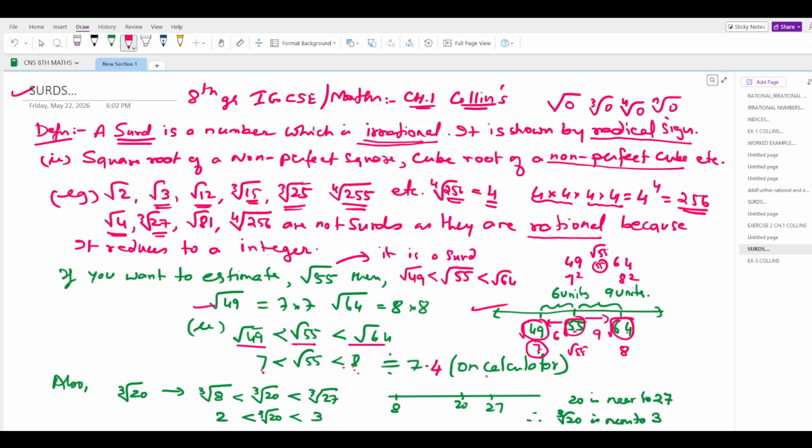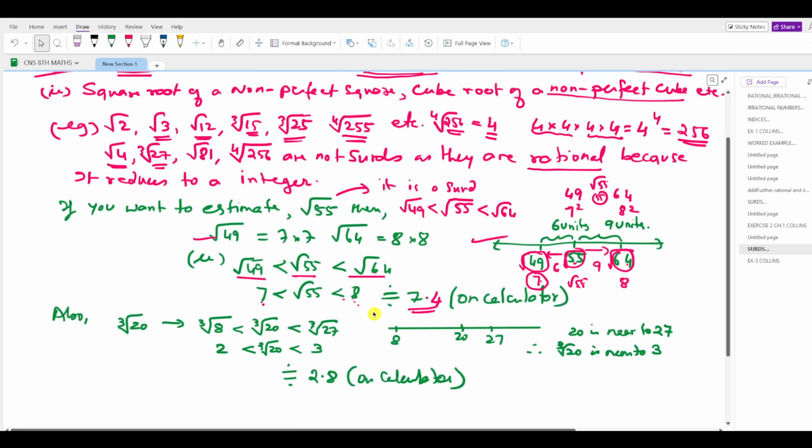Okay, 7.4. Right. If it is further away, then you should have written 7.5 or 7.6 or 7.8, whatever you feel. But that should be more than 7.5 if it was further away. But it is closer to 7, so I have written less than 7.5. So let me write 7.4. Okay. One more example I'll give you.